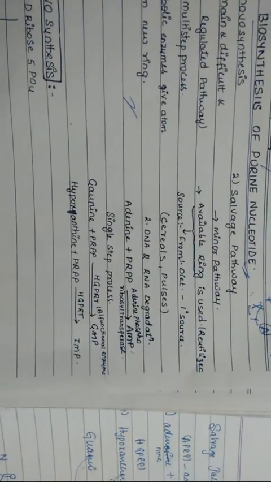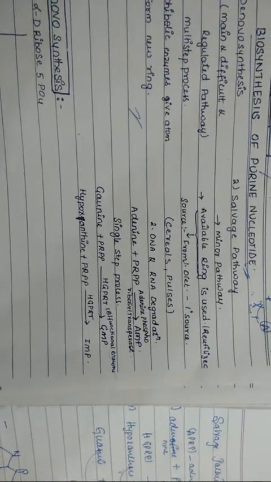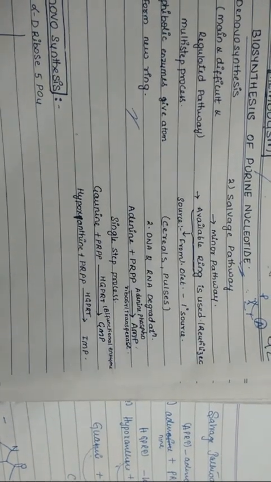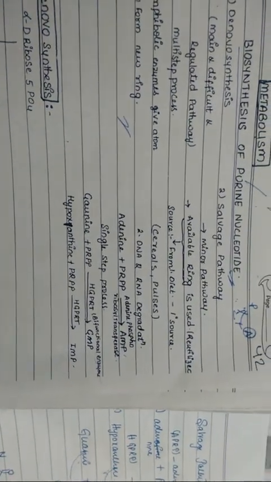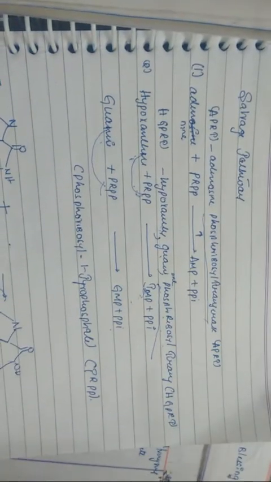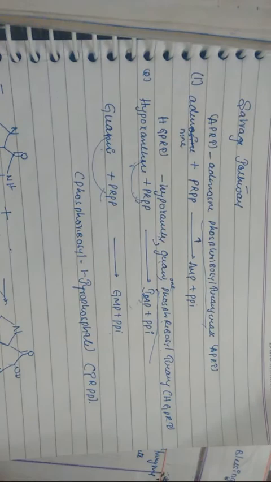So now let's end this. We have to speak about this also. This is the minor pathway. Available rings are used here. What is the source? From the diet, the primary source like cereals and pulses. The secondary source of the adenine and guanine can be from DNA, RNA degradation. And these are the reactions we already spoke about. An important thing you have to understand: this is a very important enzyme, hypoxanthine guanine phosphoribosyl transferase. So this is all you have to understand regarding de novo synthesis and the salvage pathway.